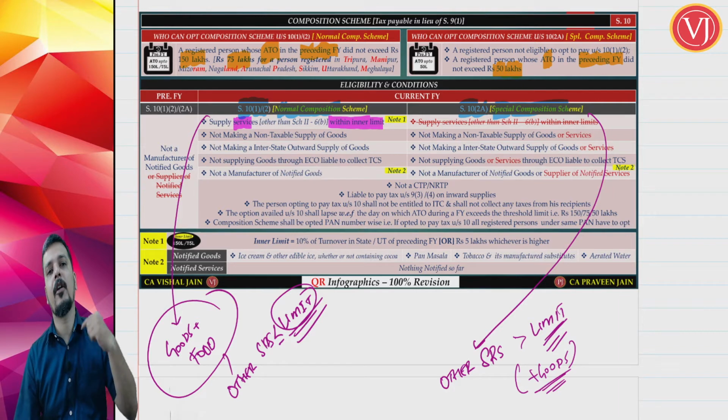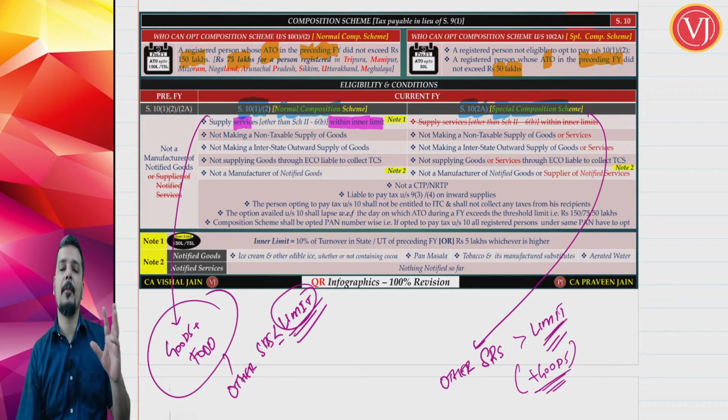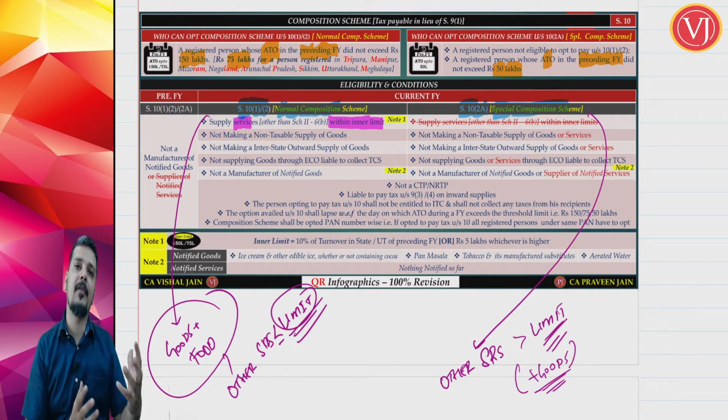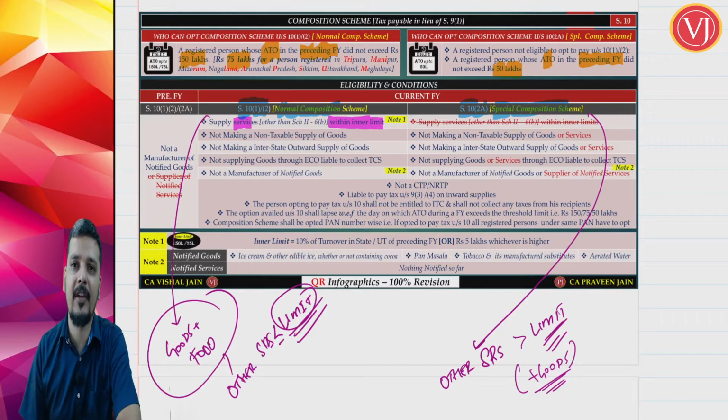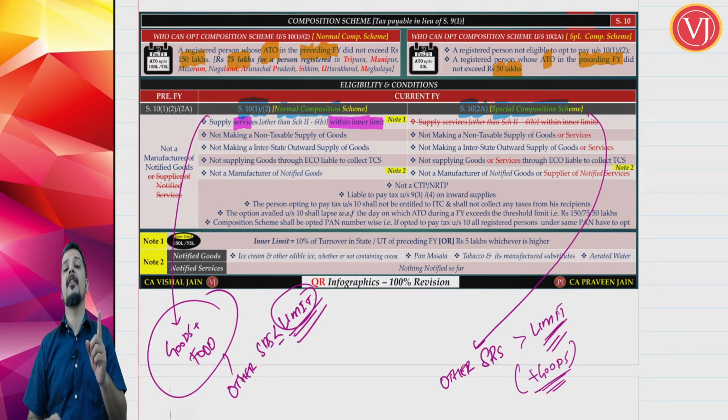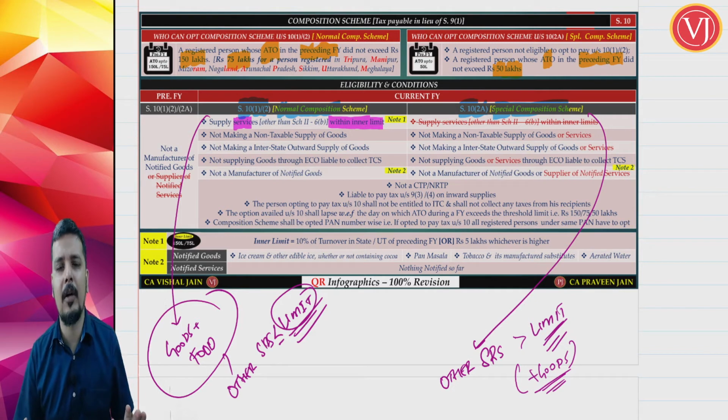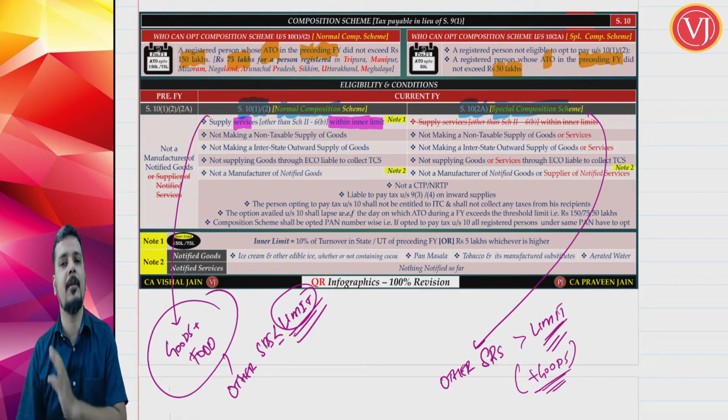Your aggregate turnover in the preceding financial year, if you are talking about normal composition scheme, should be within 150 lakhs or 75 lakhs as the case may be. Now you know for what all states it is 75 lakhs. And if you are talking about special composition scheme, your aggregate turnover in the preceding financial year should be up to 50 lakhs. Whatever states you are working, no issues. So special composition scheme is always 50 lakhs.